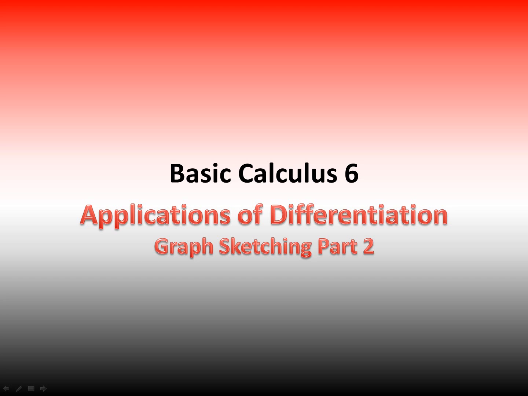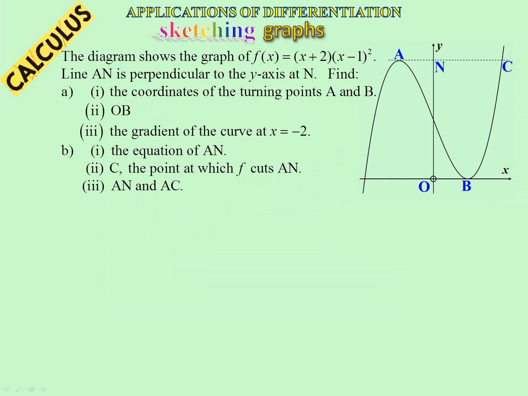Basic Calculus 6, Graph Sketching, Part 2 of 4. We'll start with an example, then there'll be a whole lot for you to try. So we have f of x equals x plus 2 times (x minus 1) all squared.